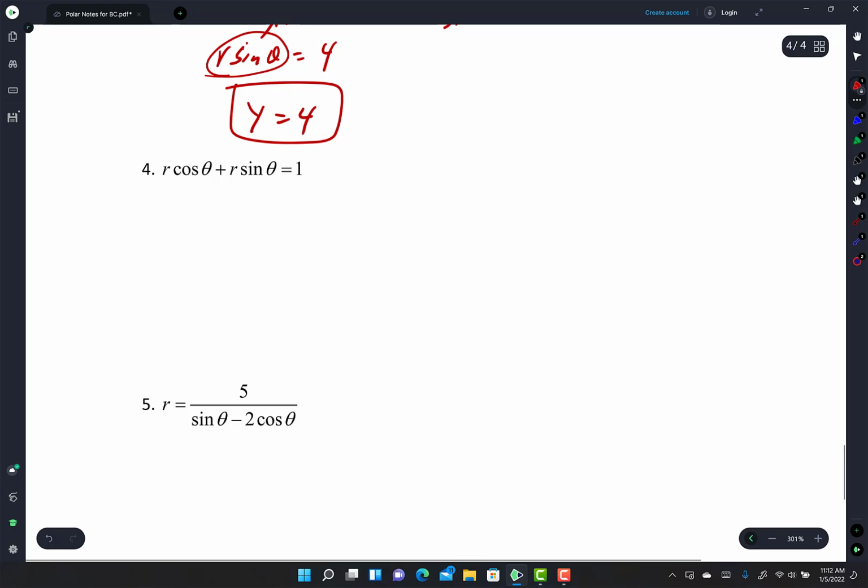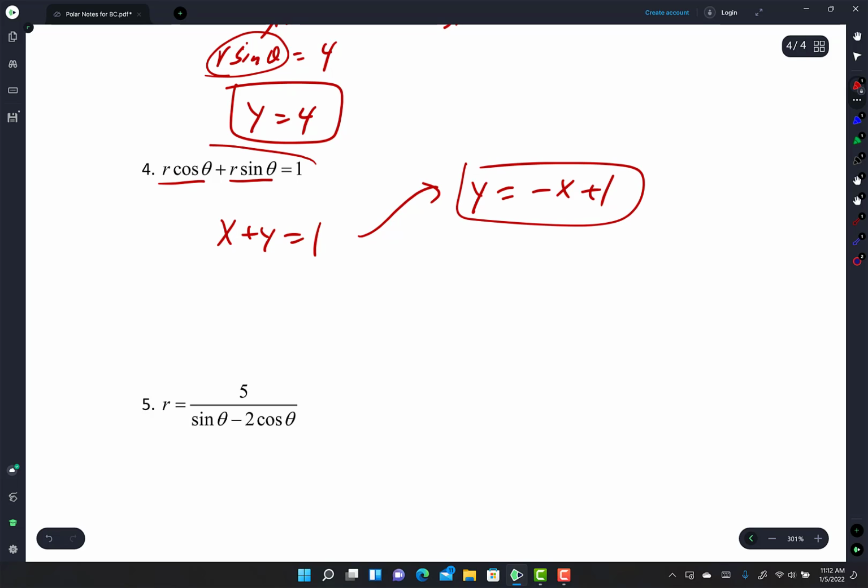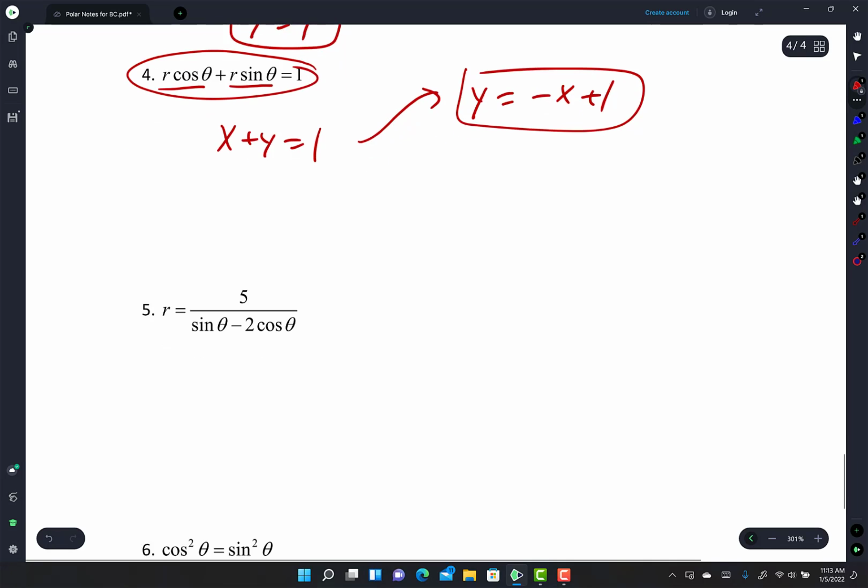All right, let's look at this one. So I have r cosine theta plus r sine theta equals 1. x plus y. Yeah, there it is. You saw that's an x, you saw that's a y. x plus y equals 1. You can actually leave it like that, but if you want it to look more formal, y equals negative x plus 1. There it is. If you were to put this into your calculator, it would look like a linear line. Let's go to the next one.